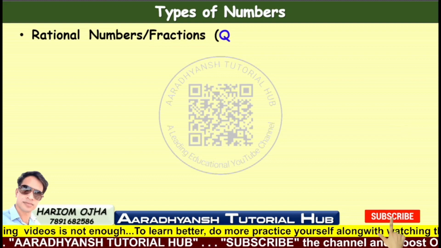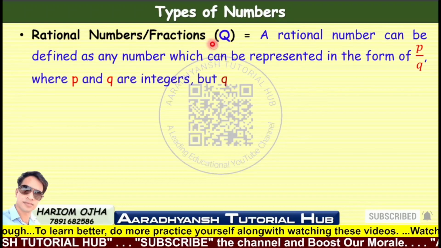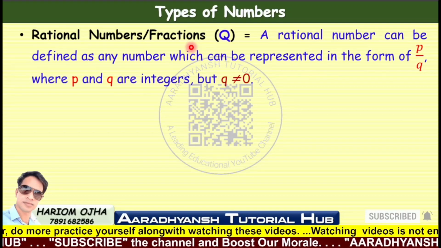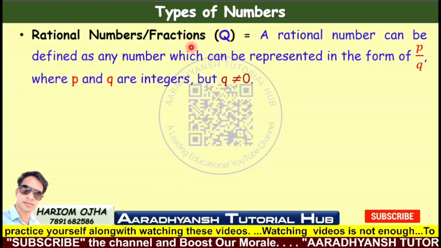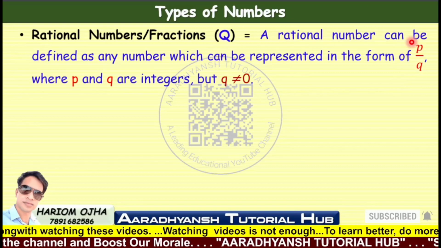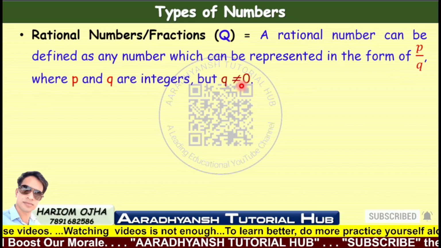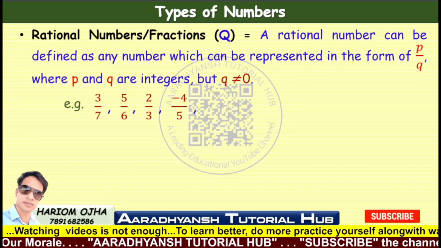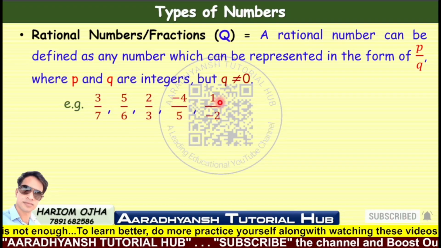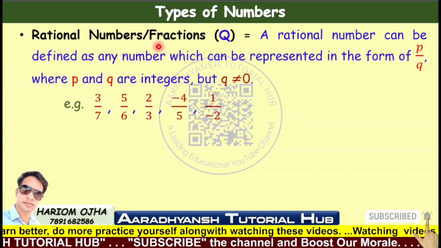The next type of number is rational numbers or fractions. It is represented by Q, and it is defined as any number which can be represented in the form of p upon q. Here p and q both are integers, but q cannot be 0. For example, 3 over 7, 5 over 6, 2 over 3, minus 4 over 5, and 1 over minus 2. These are some examples of rational numbers or fractions.